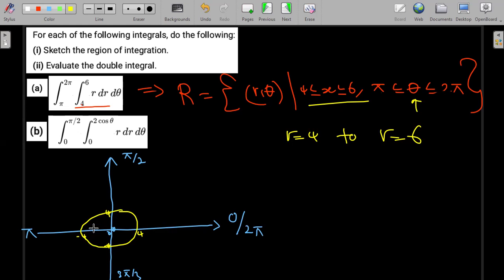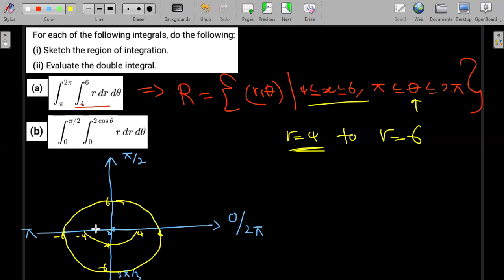But I'm not considering the upper part here because my theta is from pi to 2 pi, so I'll only consider the part below. From the origin to anywhere on this curve, my r is equal to 4. I also do the one for 6 like that, and again I'm not considering the part on top, because my theta is from pi to 2 pi. So the region of integration that we are looking for is this part here.